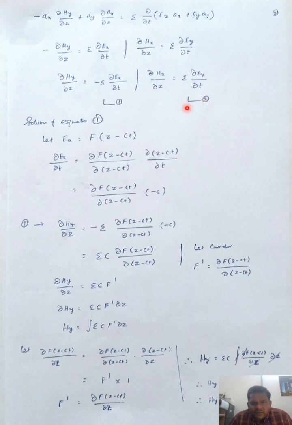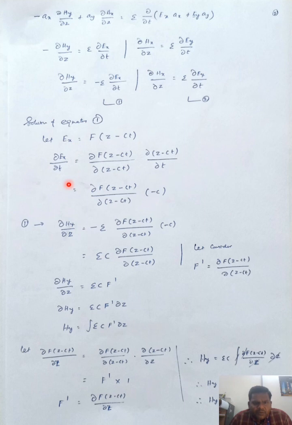So finding the solutions for these two equations helps us to find the exact relation between the electric and magnetic field intensities of a uniform plane wave. To find the solution for equation 1, I am going to consider Ex as a function of z minus ct. Now I am going to differentiate this Ex with respect to t, partial derivative.